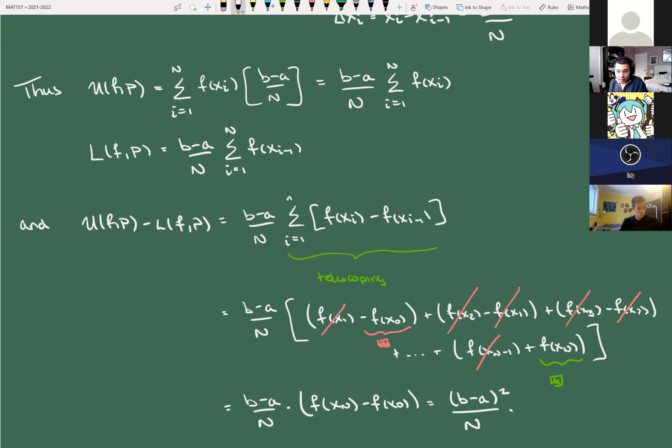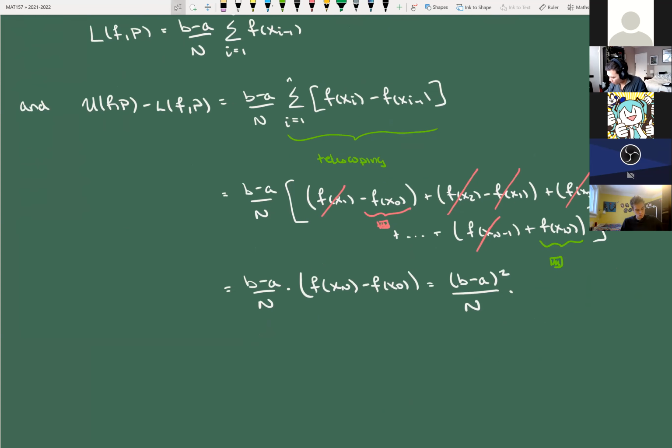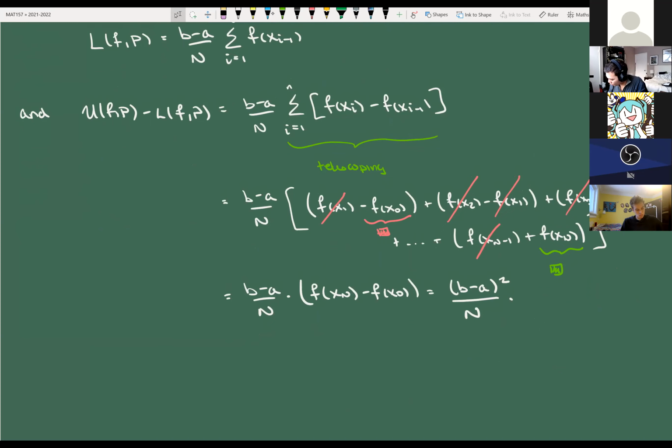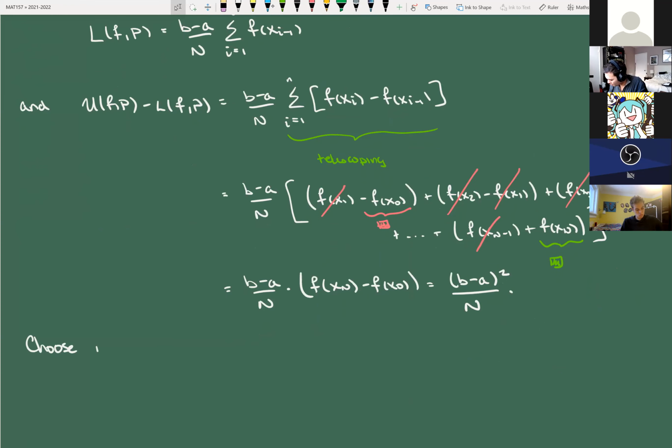Okay, now obviously I haven't shown that this is less than epsilon, but b minus a is a constant, right? It's just some number. It's like 7 or something. And n, capital N, is the number of partitions I choose. So yeah, if I choose n to be big enough, I can make this whole thing less than epsilon. So what we'll say is, this was kind of like rough work. So we say choose n in the naturals sufficiently large so that (b minus a) squared over n is less than epsilon, right?